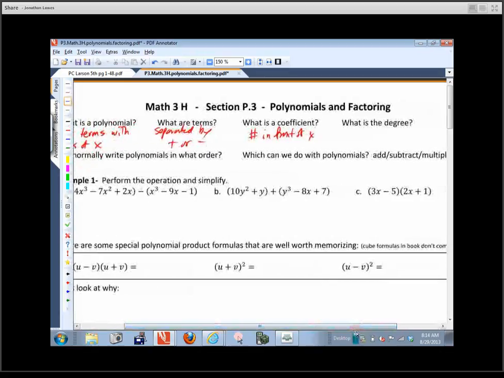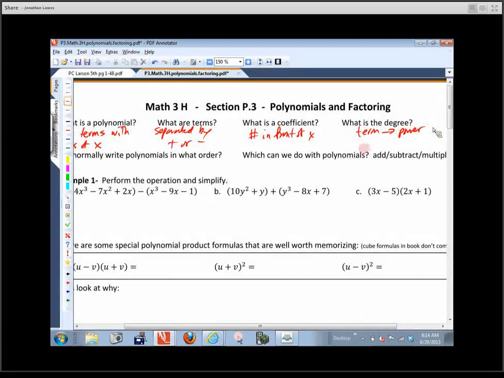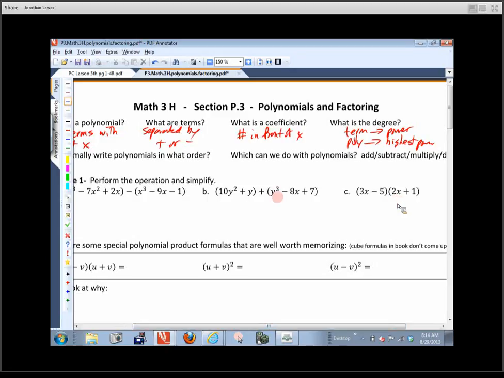All right. What is the degree? For a term, it's the same as the power. For the whole polynomial, what is it, Lynn? The highest power. So if I were to take a look at this polynomial right here, the degree of this one is 0. The degree of that term is 1. And what's the degree of this term right here? This one's going to be 3. What's the degree of the whole polynomial? The whole polynomial is degree 3.